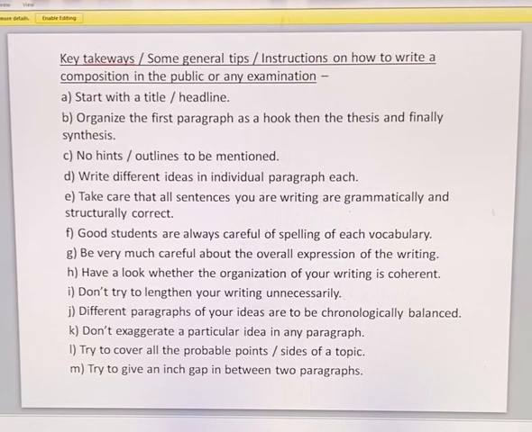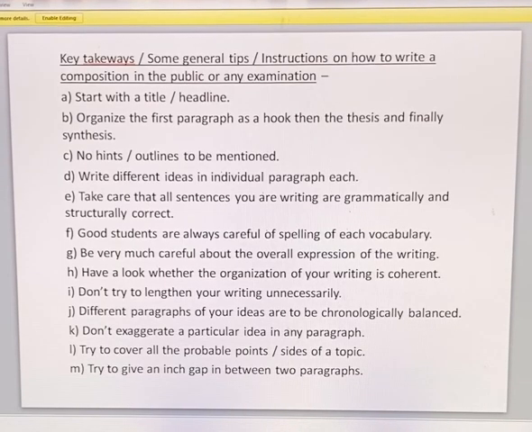Then write different ideas in individual paragraphs. For every individual idea, there should be an individual paragraph. Take care that all sentences you are writing are grammatical and structurally correct. If your English isn't correct, you can't get a good mark. For spelling errors and grammatical errors, the examiners will cut marks from your writing. That's why be careful about your grammar and structure.